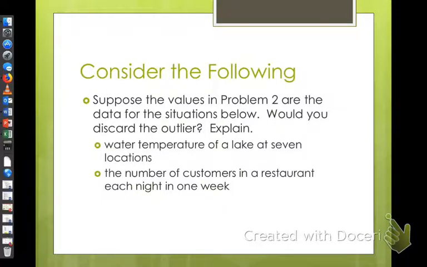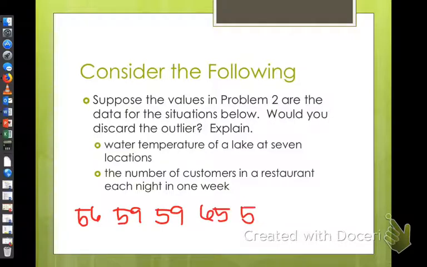Okay, so if we're thinking about our set of data, we had the numbers 56, 59, 59, 65, 65, 73, and 98. Okay, if we were trying to find average water temperature in a lake at 7 different locations, we might possibly get these readings. Where would you get 98? Well, you get 98 like on the beach, by the sand where the water's really shallow and it's really still. That's probably not going to give you an accurate reading for the rest of the lake, so I would exclude the 98 for when you're talking about the different temperatures in a lake.